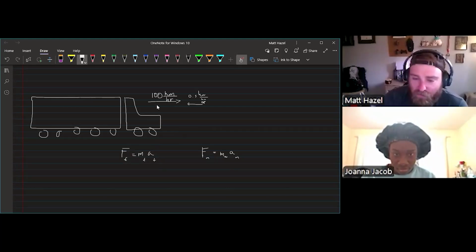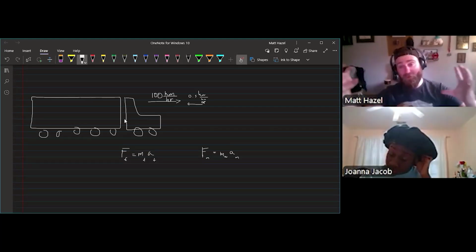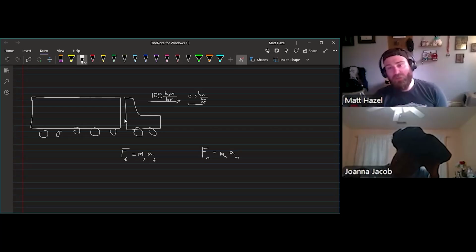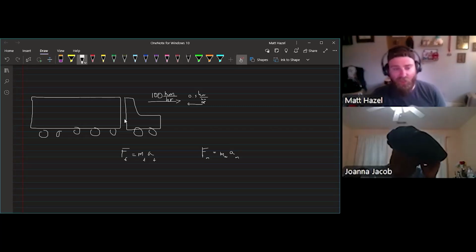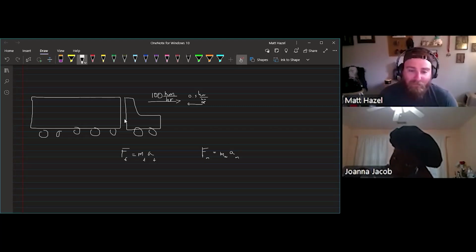When the mosquito strikes the truck, according to Newton's third law, the truck will actually slow down a little bit because a force has struck it. Now, is the change in velocity going to be very big? No, it's going to be almost zero.